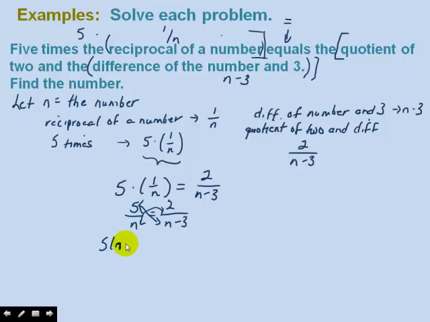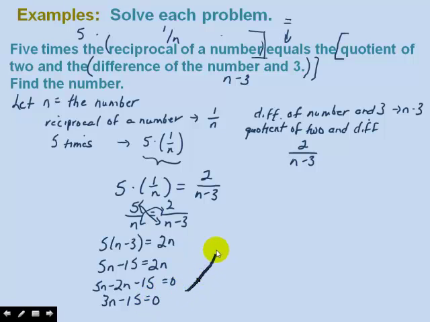So we have 5 times n minus 3 is equal to 2 times n. If we distribute our 5, we have 5n minus 15 is equal to 2n. If we subtract 2n from both sides, then we have 3n minus 15 equals 0. Then if we add 15 to each side, we get 3n is equal to 15. Dividing by 3, we end up with n is equal to 5.